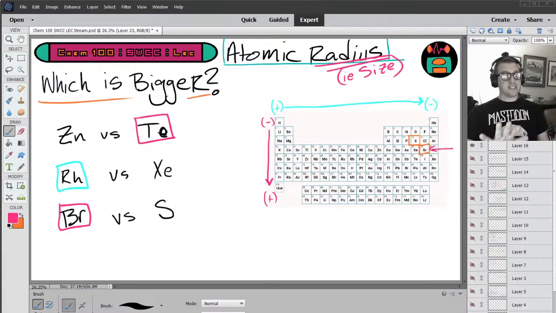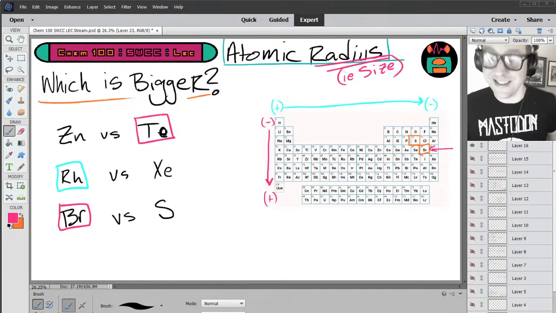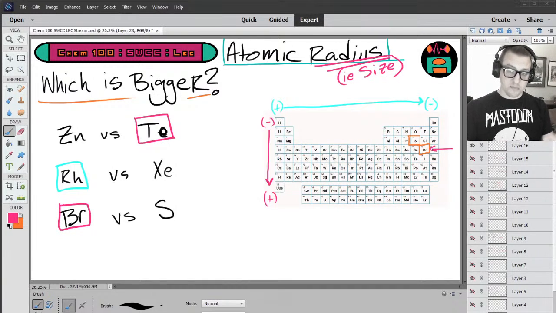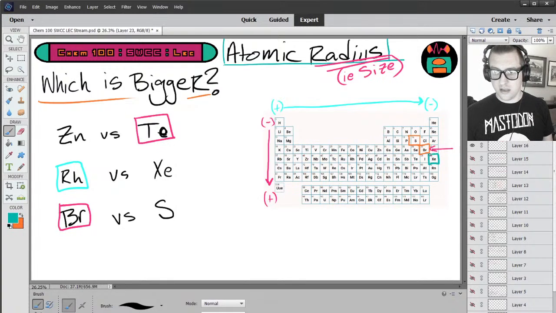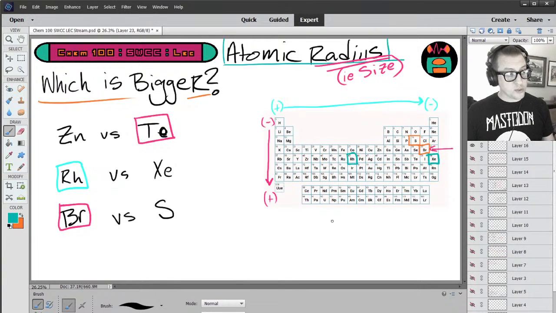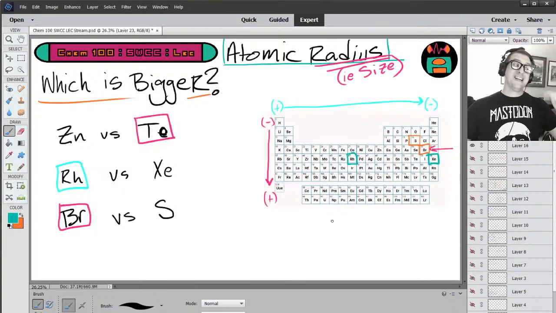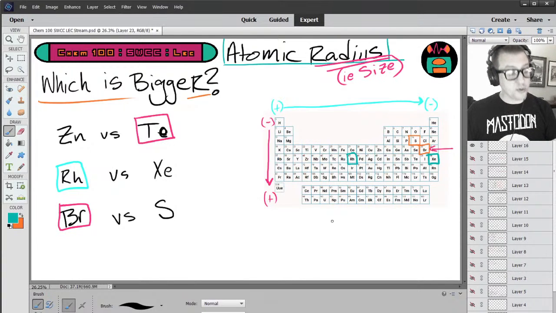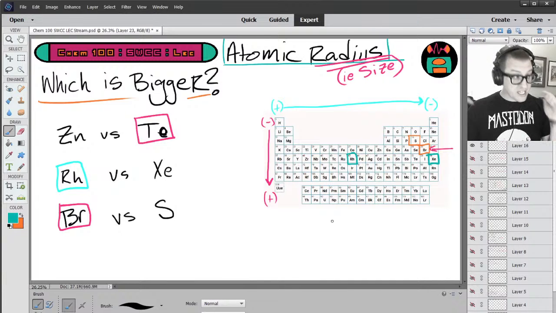Rox, you only want to look at the proton count in the event of a tie, in the event that they're both on the same period, because in this case, bromine has more electrons than sulfur. But in the previous case, if you look at xenon and rhodium, xenon has more electrons, but it's smaller. So the proton count doesn't reliably trend with which one's bigger or which one's smaller. You use your proton count only if you've got two things on the same period, and if you do, the one with the higher proton count is smaller. But that's only when they're on the same period.